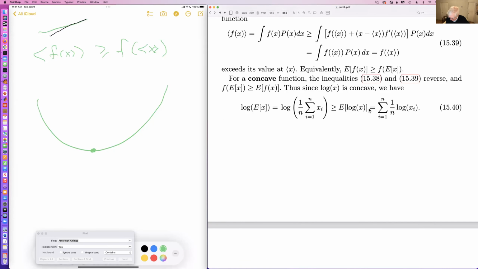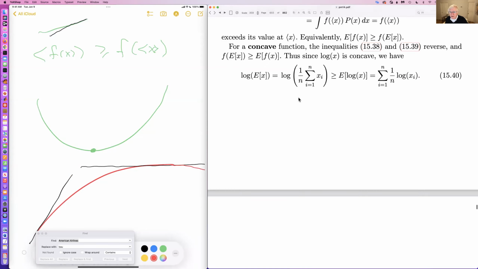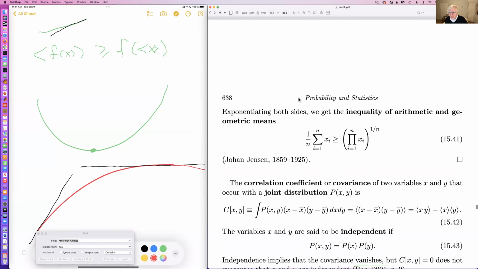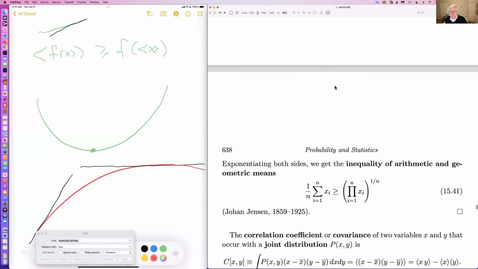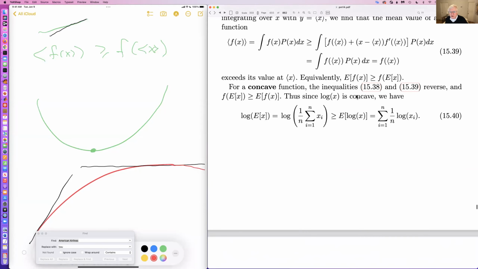It's a function that looks like this. And so it's below its tangents. Here's a tangent. Whoops, not so good. There's another tangent. The function lies below its tangent. So let's see if I can draw this better. All right, that's a little better. And here I'm imagining this goes down like that. So let's see, what do we have here?